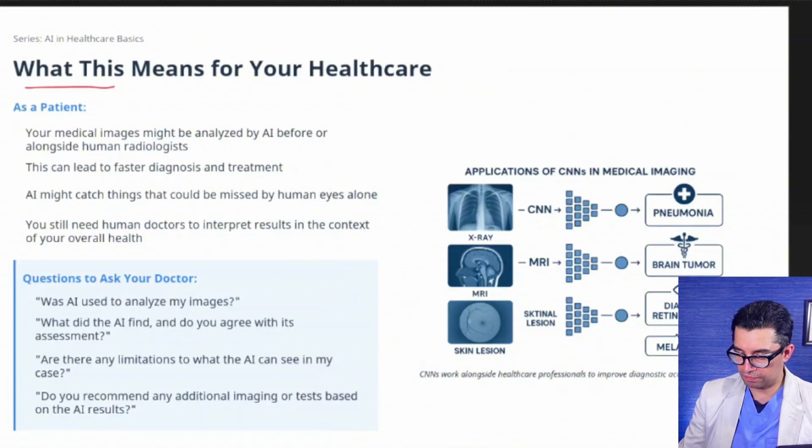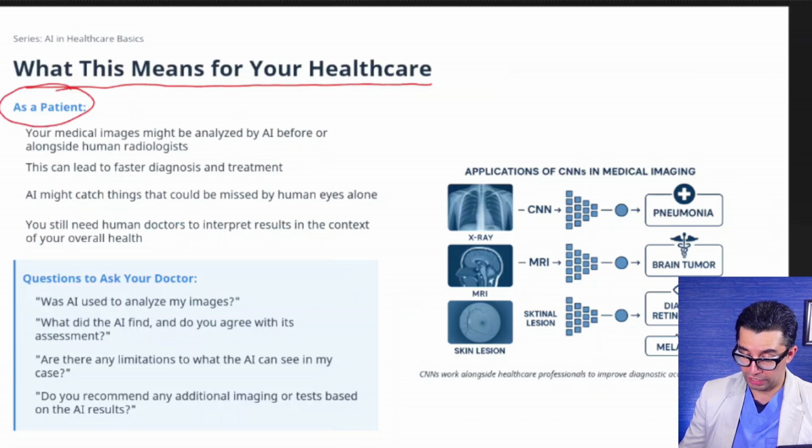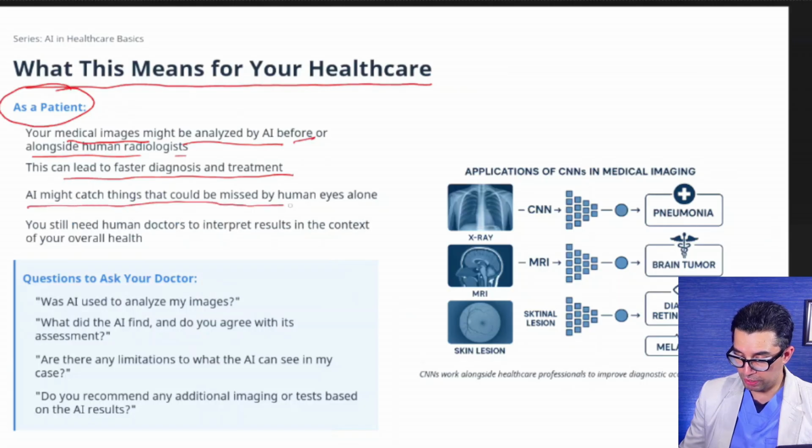Okay, good. Then let me sum up CNNs and what they mean for your healthcare. From the patient perspective, and patients will be asking this and will be informed about this in the future, they may know that their medical images might be analyzed by AI before or alongside human radiologists. This can lead to faster diagnosis and treatment. AI might catch things that could be missed by human eyes alone. You still need human doctors to interpret results in the context of your overall health.